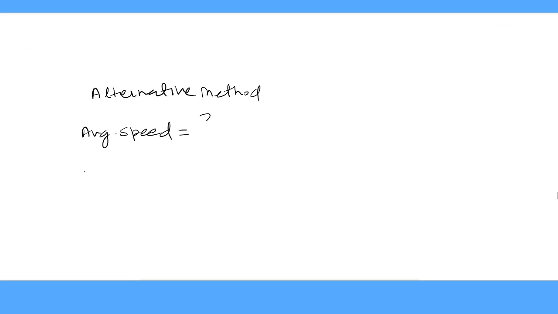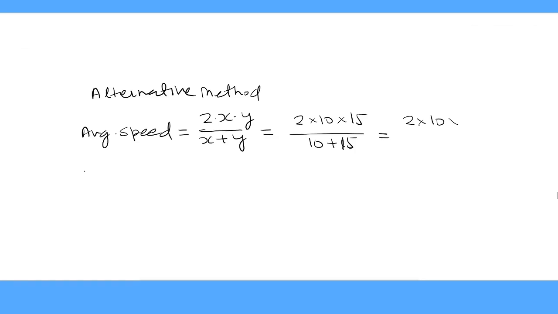Average speed equals 2 into x into y upon x plus y, which is equal to 2 into 10 multiplied by 15 upon 10 plus 15. This is equal to 2 multiplied by 10 multiplied by 15 upon 25. 25 is cancelled by 5 for 5 times, and 15 for 3 times, and 5 again is cancelled for 1 time by 5, which cancels 10 for 2 times. So this is equal to 2 multiplied by 2 multiplied by 3, which is equal to 12 km per hour. So this way we could have solved it in a shortcut method.